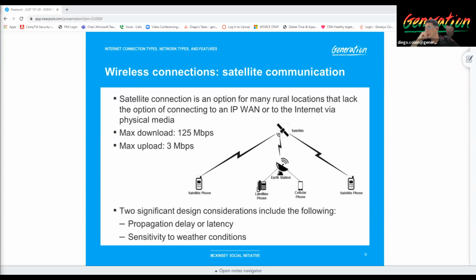unless you have a satellite. Then, for some weird reason, using radio waves, you're able to transmit, but obviously you're transmitting thousands of miles just to reach your destination. In this case, the maximum download is 125 megabits per second, and upload is 3 megabits per second. Obviously, this is great for very remote locations, but the delay and latency are always going to be there.